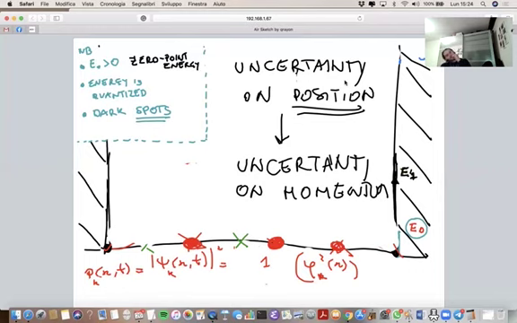Maybe we can begin to relate the uncertainties between position and momentum. So if I cannot determine the position with infinite accuracy, if I have a finite accuracy on position, what is my accuracy on momentum? Well, we can estimate that.